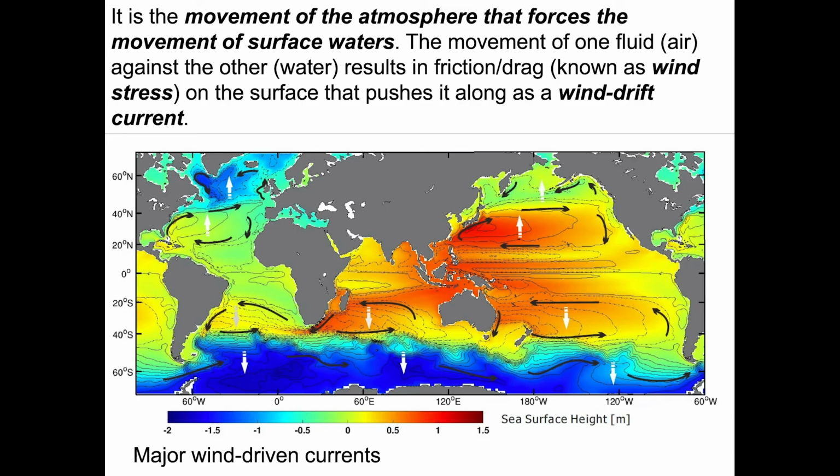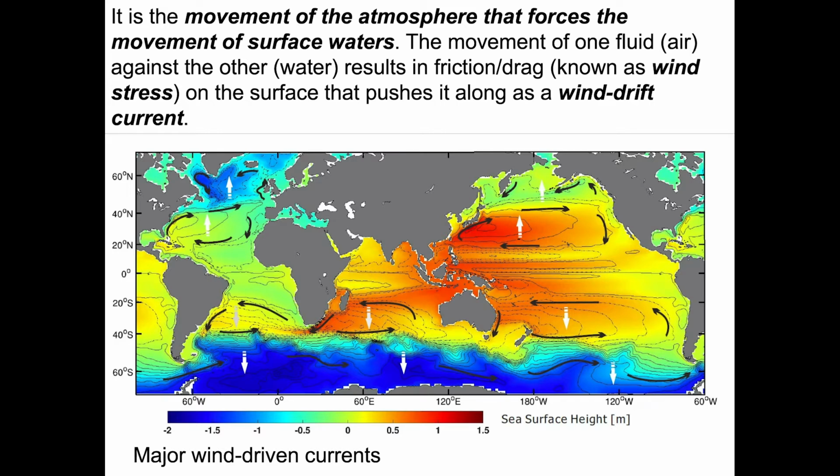Now we say it's the movement of the atmosphere that forces the movement of surface waters. The movement of one fluid, in this case air, the atmosphere, against another fluid, in this instance water, whether it's seawater or fresh water. The result is drag, a fluid drag or friction, which is known as wind stress. This wind stress on the surface pushes the water at the surface before it as a wind drift current.